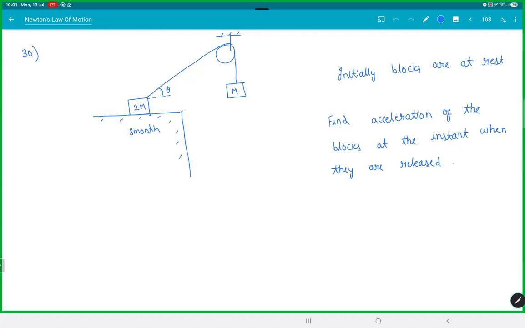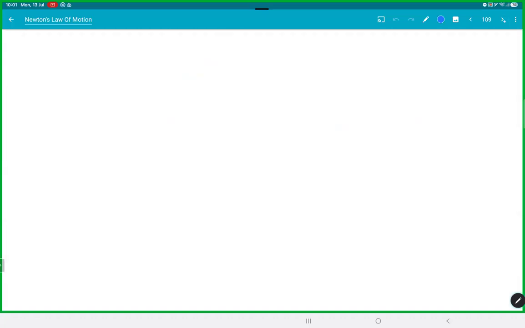Okay, let's see. Step 1, draw the free body diagrams. No, Rohit, that's not the answer. So this is 2m, this is m. So this is tension. This is normal reaction. This is 2mg, which we don't need, but he can. And this is theta. These are all the forces. This is tension. This is mg. These are all the forces.